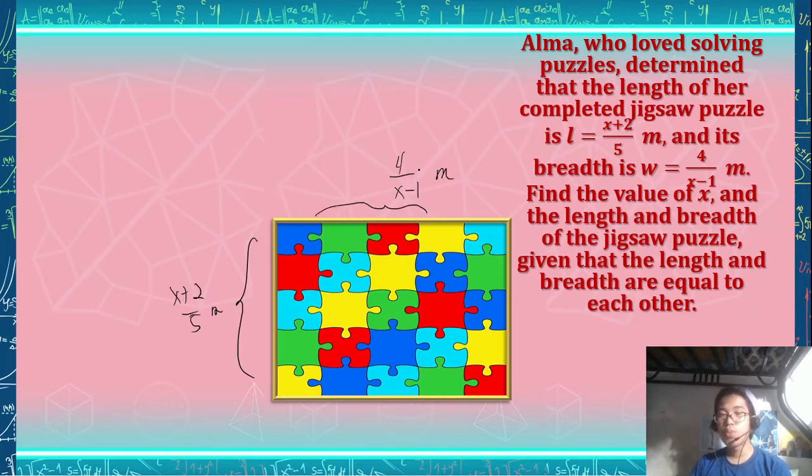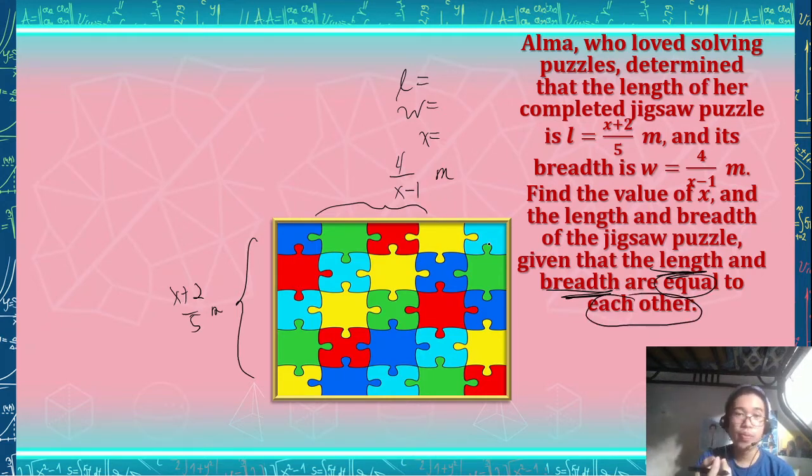Okay, so for this problem, we're trying to find the measurement of the length, the width, and also the value of x, given that the length and the breadth, or the width, are equal to each other. Therefore, if they're equal to each other, it must be a square. To solve for the value of x, that's the first thing that we have to solve.